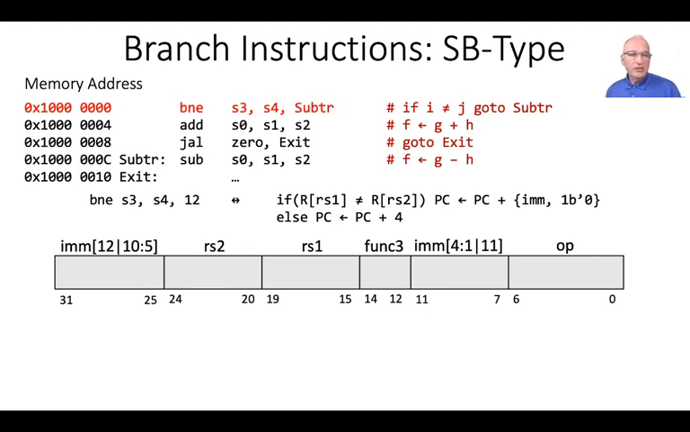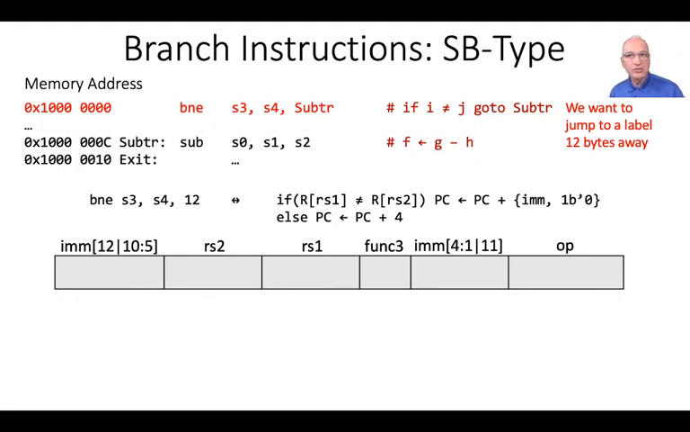So here's the format. The branch instruction uses an SB-type format. Here's the format for the branch instruction. And in this, we want to jump for this branch to a label that's 12 bytes away. If we look at the addresses here, the branch is at the address 1000,0000, and the target of the branch is at the address 1000,000C. So this value that we want to add to the program counter when the condition is true should be 12. I'm skipping 3 instructions. Each instruction occupies 4 bytes. 3 times 4 is 12. So that will be the immediate value that we're going to be using in the branch instruction.